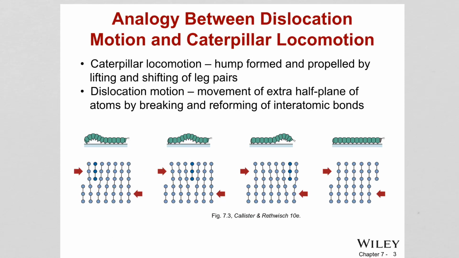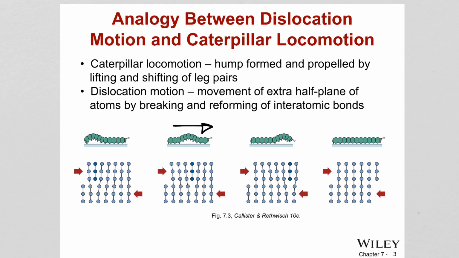Dislocation motion can be explained with the motion of a caterpillar. The caterpillar forms a hump near its posterior end by pulling in its last pair of legs a unit leg distance, and the hump is then propelled forward by repeating the lifting and shifting of leg pairs. When the hump reaches the anterior end, the entire caterpillar has moved forward by the leg separation distance.